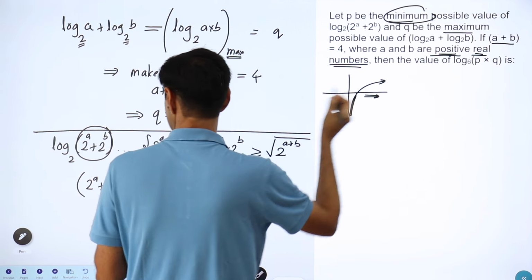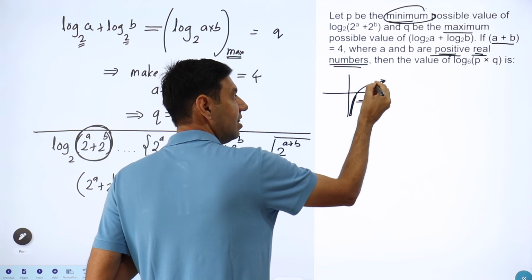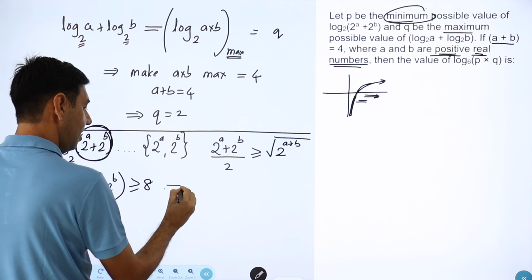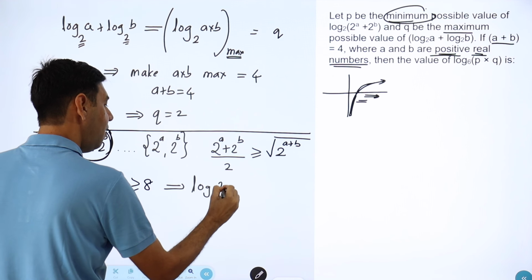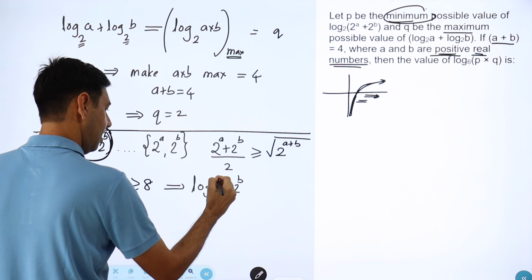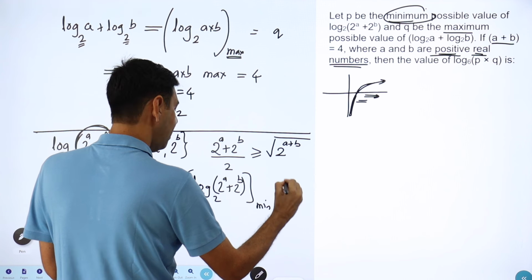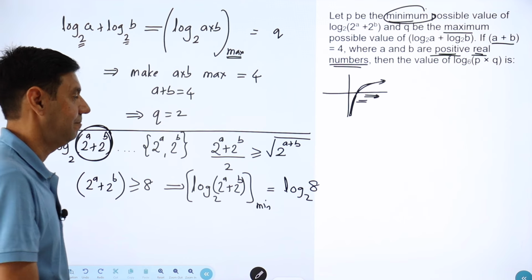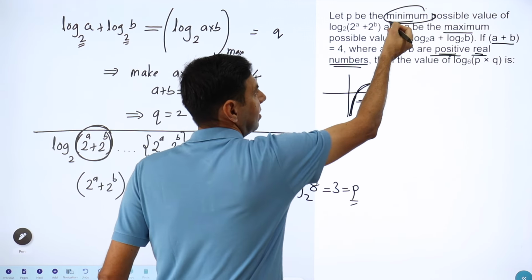And relying back on this, if I take this number to be least, so if I go leftwards, then I'll reach the lower end of the log. So if I take 8, the least value, this will become least. So the log of 2 raised to A plus 2 raised to B to the base 2 is minimum at log of 8 to the base 2. The minimum value of this is here. And this is nothing but 3. So 3 is your P. P is 3. The minimum concept.